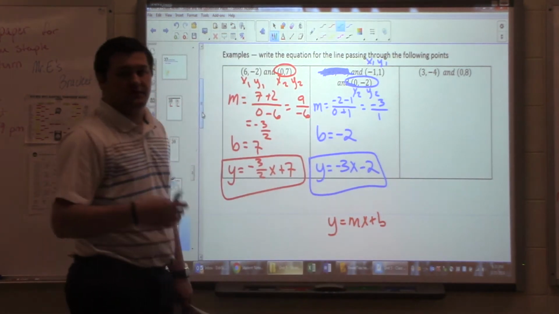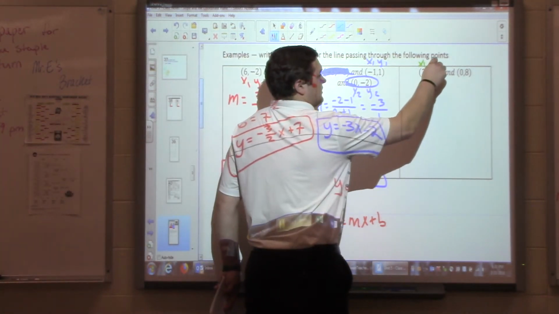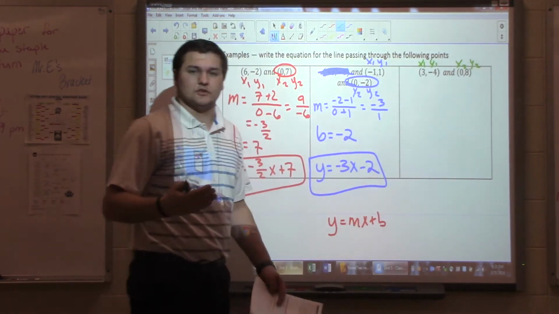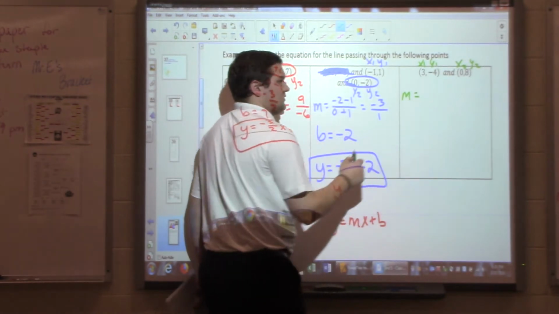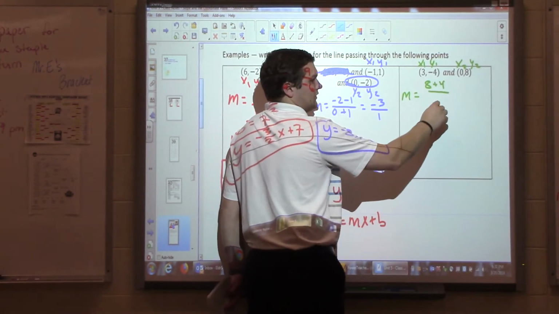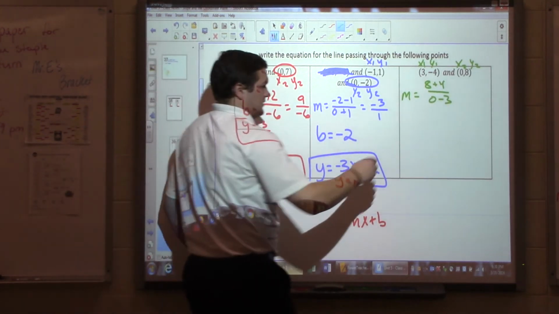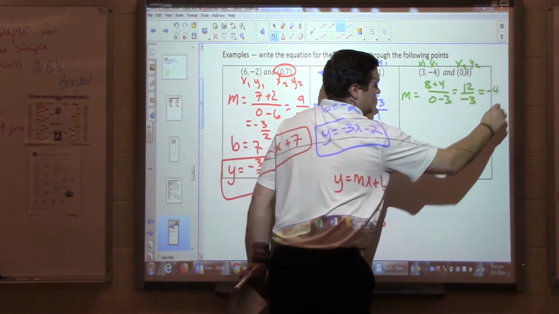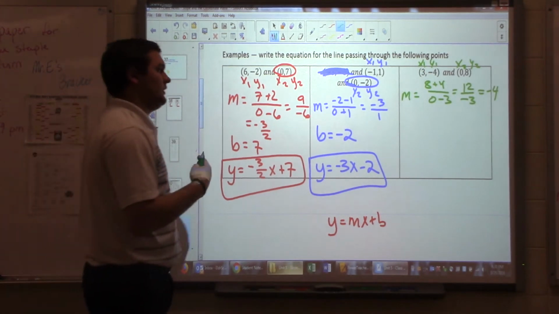Then our last one, we have 3, -4, and 0, 8. So x1, y1, x2, y2. Same thing, find your slope. Change in y over change in x. 8 plus 4 over 0 minus 3. We should get 12 over negative 3, which gives us negative 4 for our slope. So m equals negative 4.